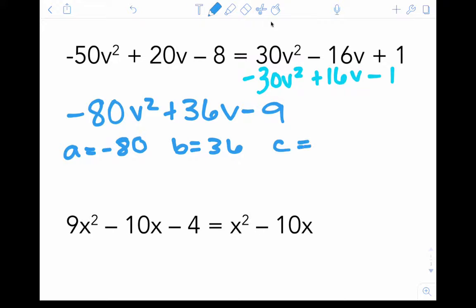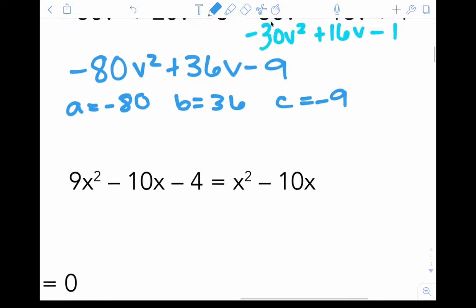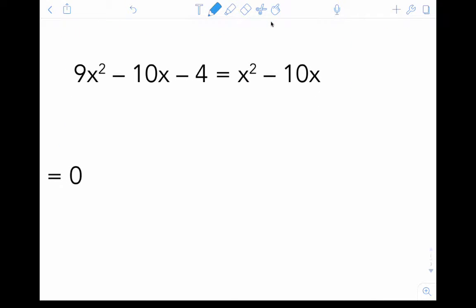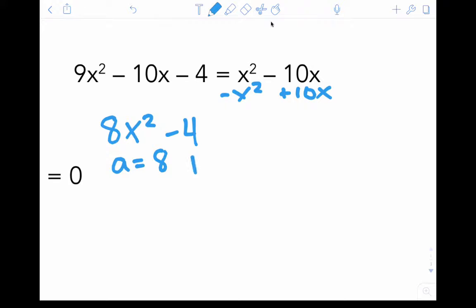One more problem. It's very similar, but on this one, I need to subtract x squared and add 10x. So when I do this, I get 9x squared minus x squared, which is 8x squared. Negative 10x plus 10x is just 0, so that goes away. And then I have minus 4. So my a is going to be 8, my b is going to be 0, and my c is negative 4.